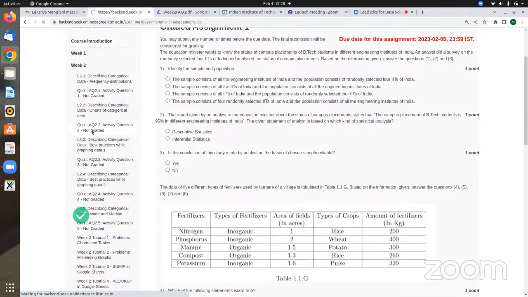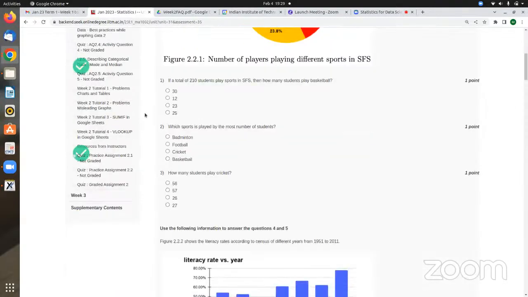2.2, yeah. Question number 7 and 8. 7 and 8. Right?